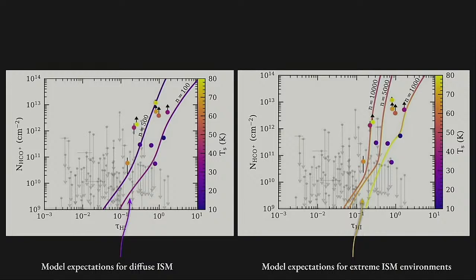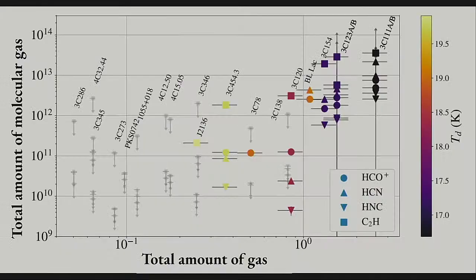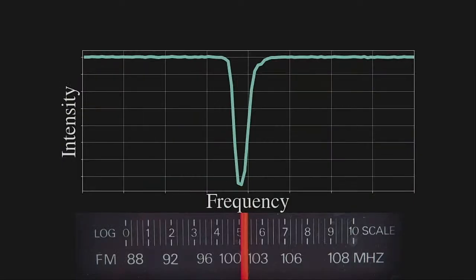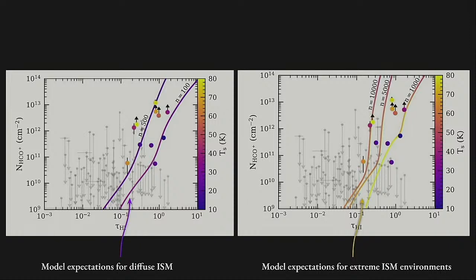So this plot is a bit complicated, but I just want to explain it very briefly. The x-axis tells us how deep the absorption of a particular kind of atom, actually just a hydrogen atom, is. Remember I told you the depth of this line tells us how much gas there is. So that's what's shown on the x-axis here. And the y-axis tells us the amount of a specific molecule, HCO+.